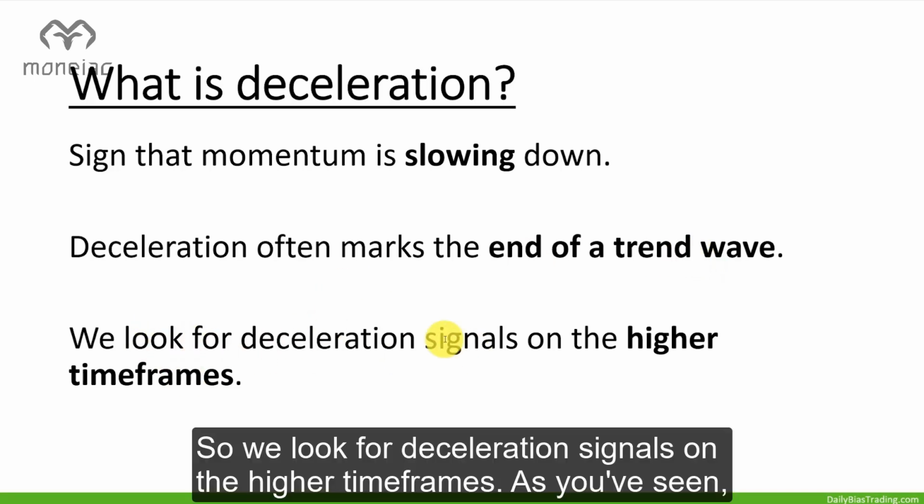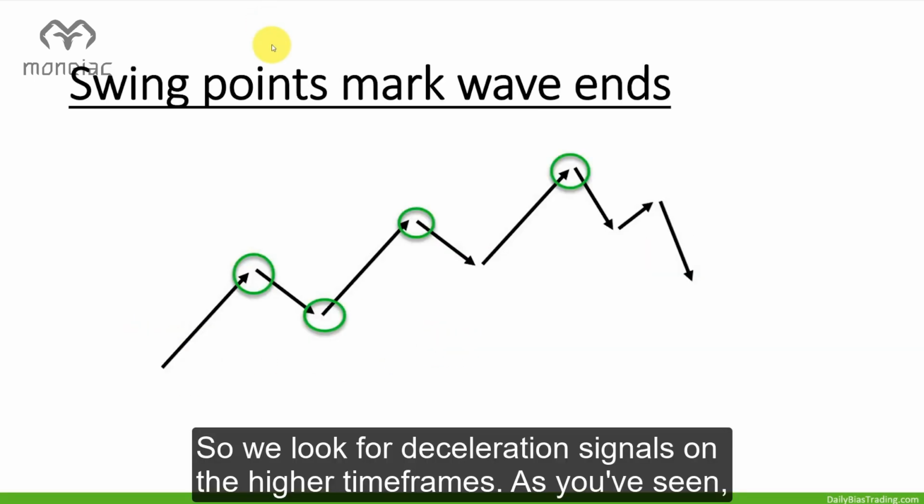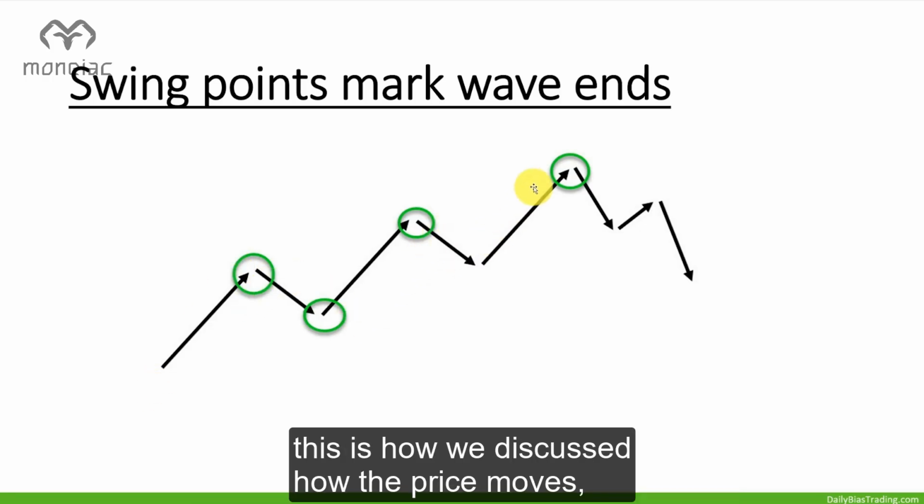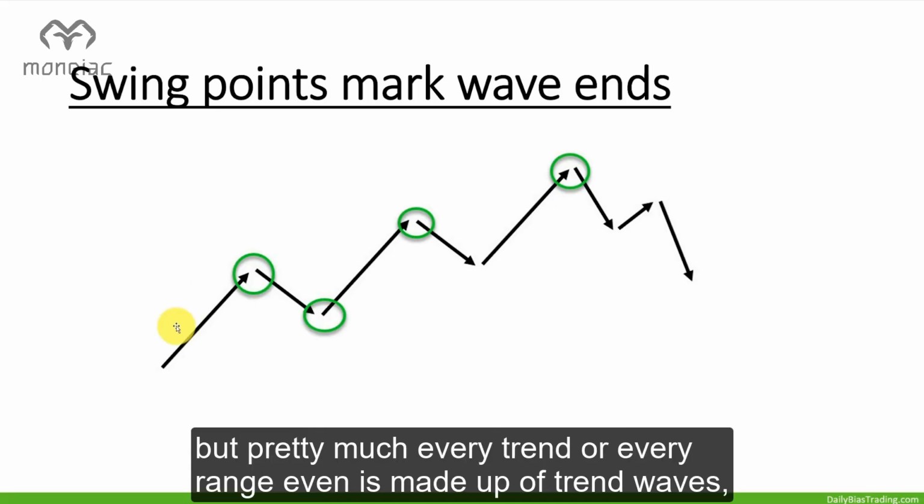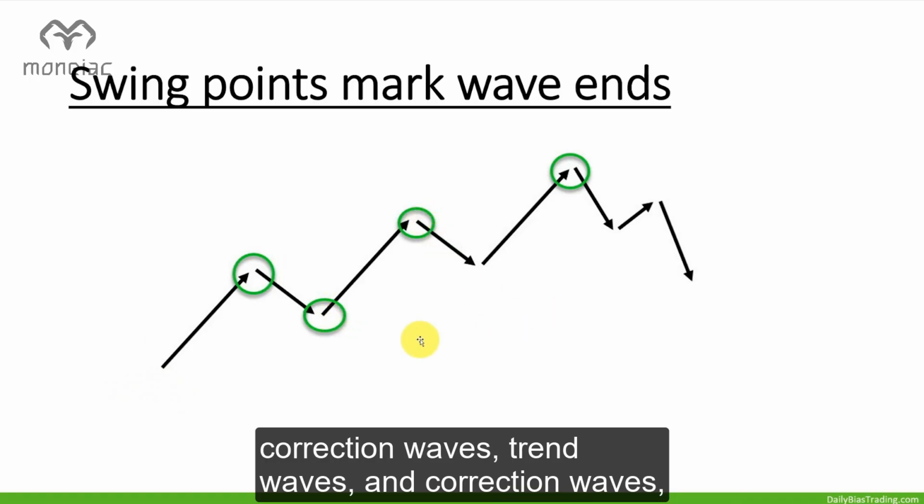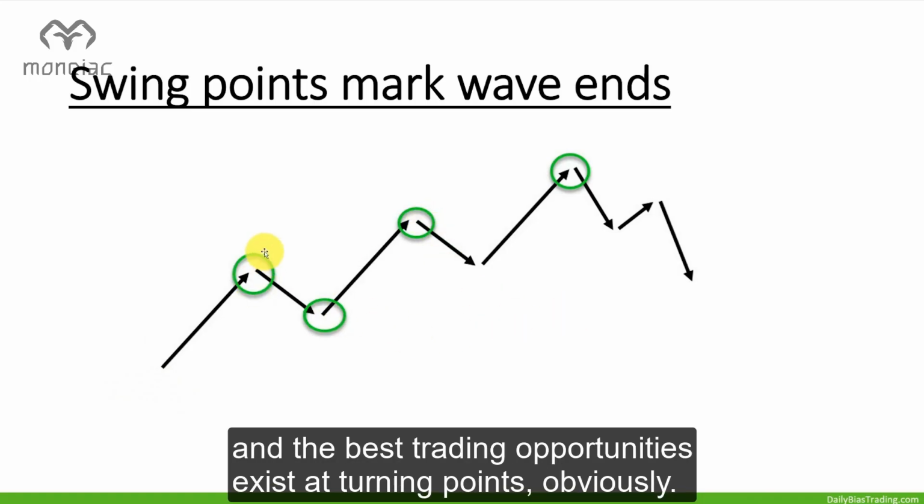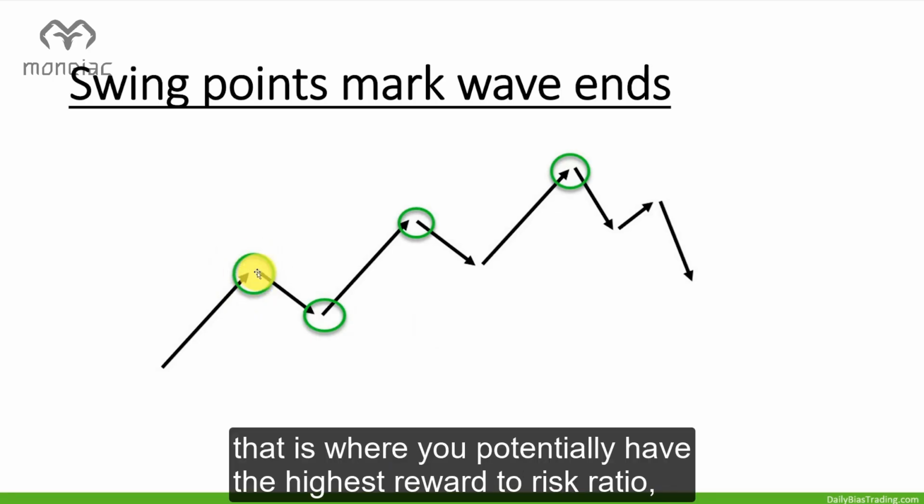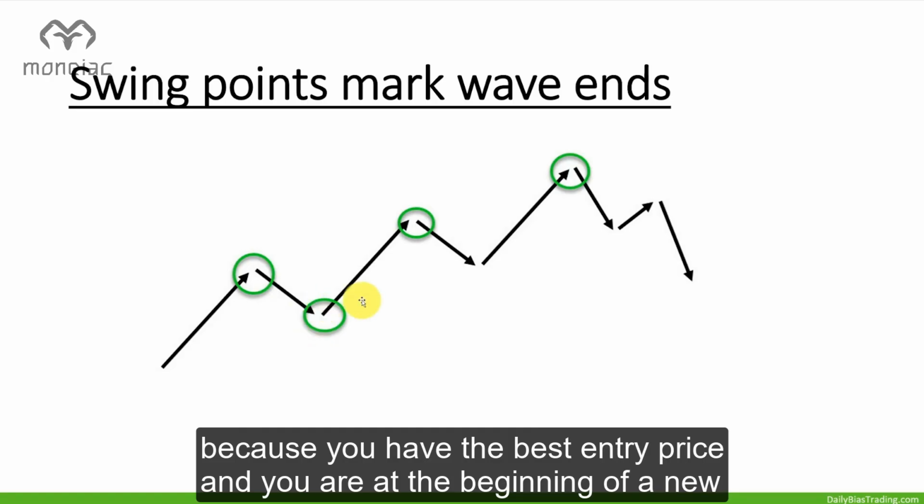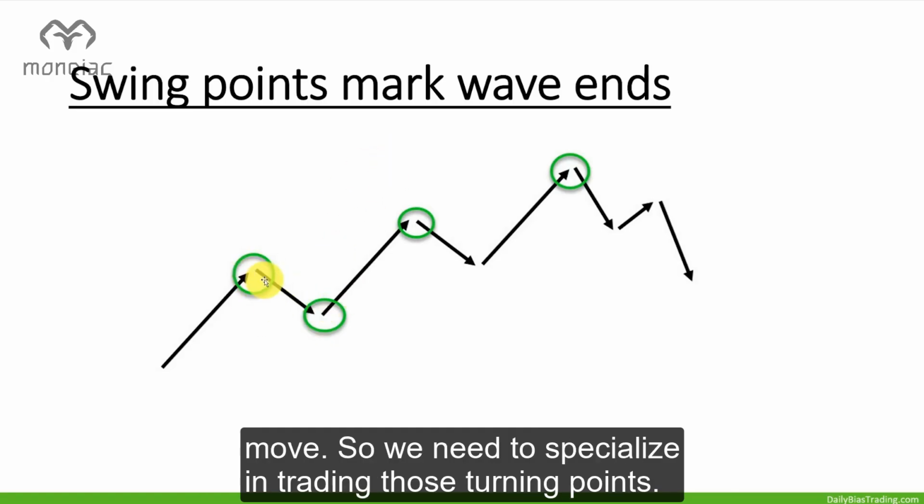So we look for deceleration signals on the higher time frames. As you've seen, this is how we discussed how the price moves, obviously in different degrees and variations, but pretty much every trend or every range even is made up of trend waves, correction waves, trend waves, and correction waves. And the best trading opportunities exist at turning points, obviously, because at the turning point, that is where you potentially have the highest reward to risk ratio, because you have the best entry price and you are at the beginning of a new move. So we need to specialize in trading those turning points.